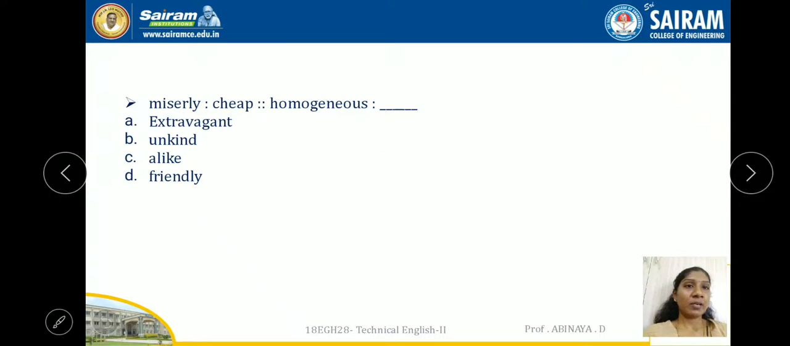Miserly, cheap, homogeneous, dash. So miserly, cheap is a synonym. Miserly in the sense it is like very stingy, right? Very cheap, very stingy. So how does homogeneous relate to these words? Like in a synonym way, right? In a meaning way. Homogeneous is not unkind actually. Heterogeneous is unkind. Homogeneous is not friendly and extravagant.